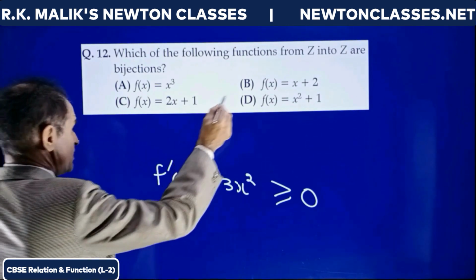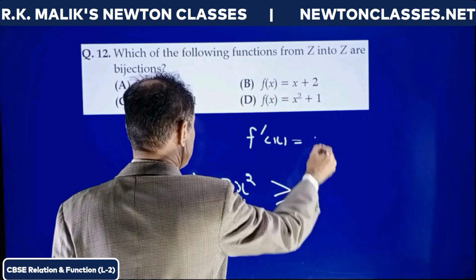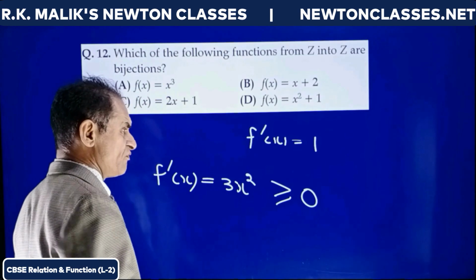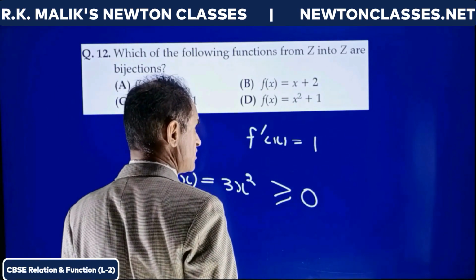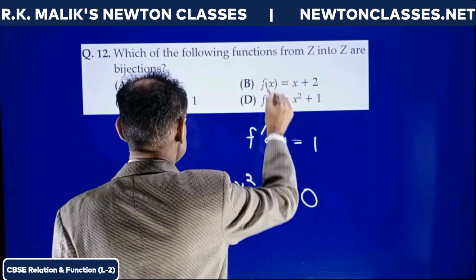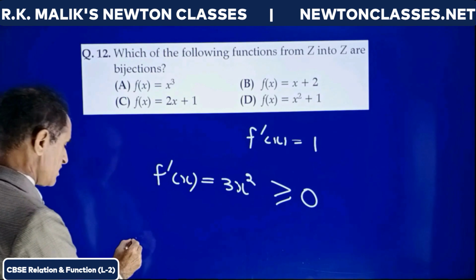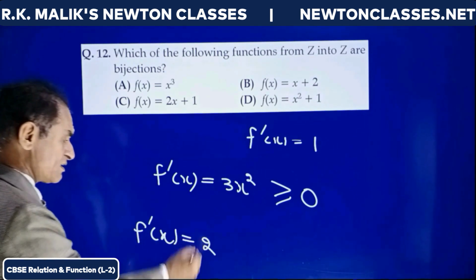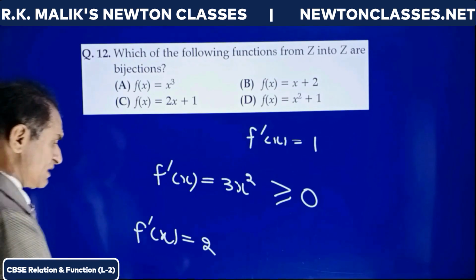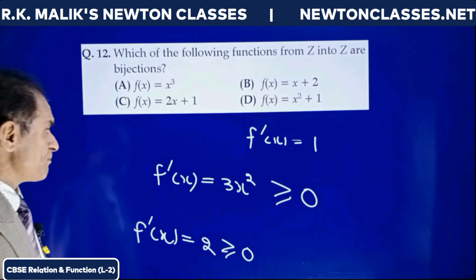In the second question, f dash x is 1, which is again surely positive. Therefore this is also 1-1, this is also 1-1. And in the third case, f dash x is 2, again this is positive, and derivative greater than or equal to 0 means the function is 1-1.